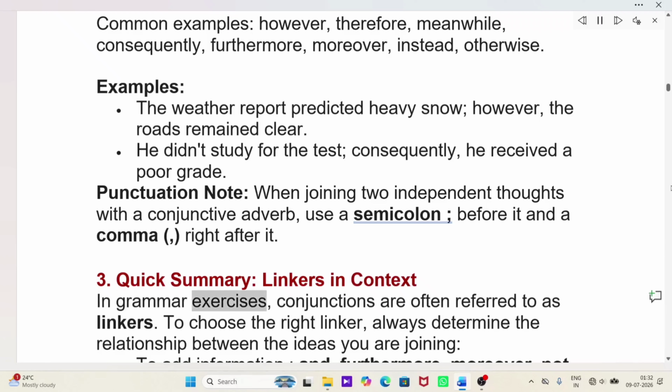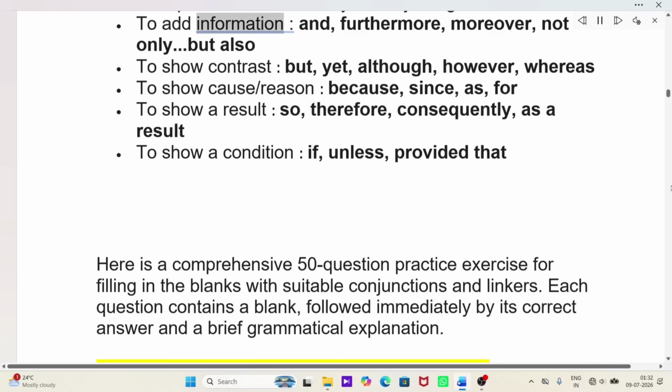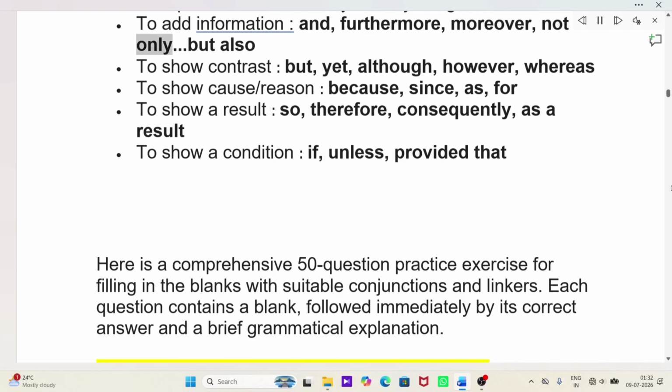3. Quick summary: linkers in context. In grammar exercises, conjunctions are often referred to as linkers. To choose the right linker, always determine the relationship between the ideas you are joining. To add information: and, furthermore, moreover, not only, but also. To show contrast: but, yet, although, however, whereas.